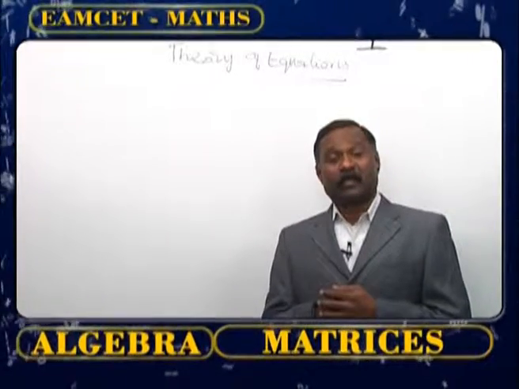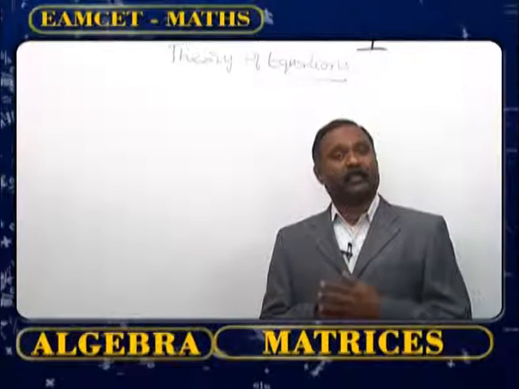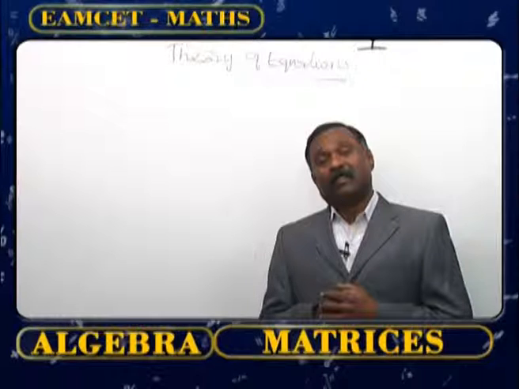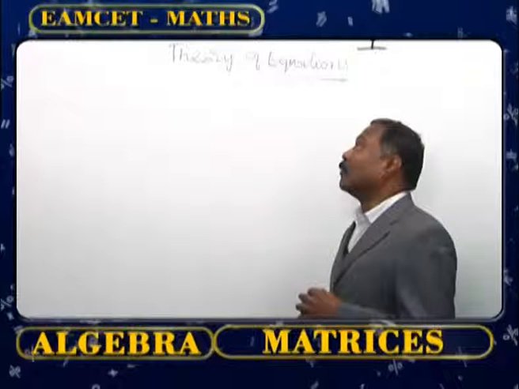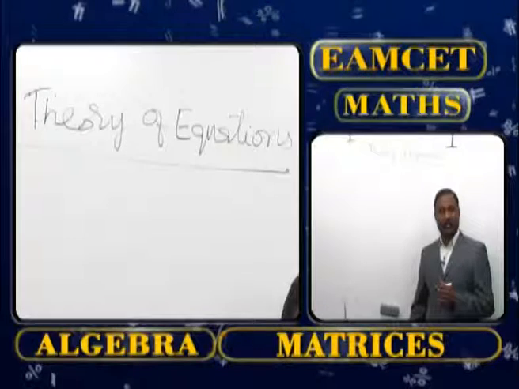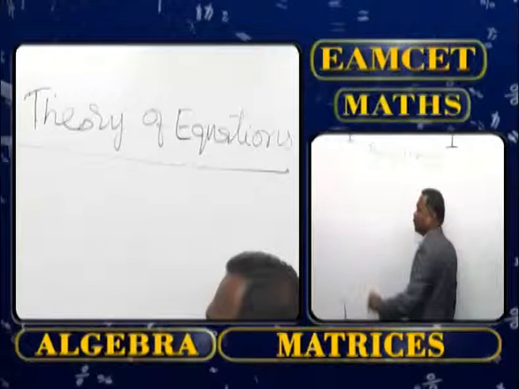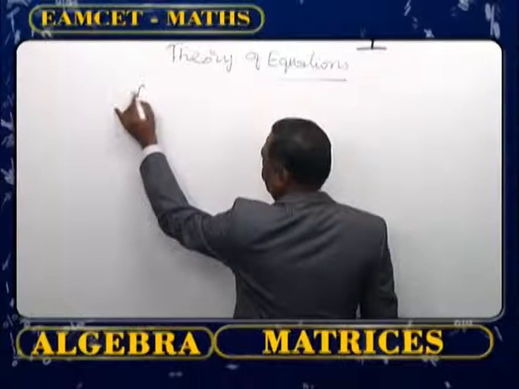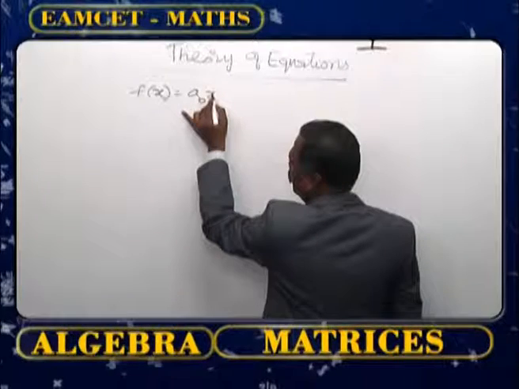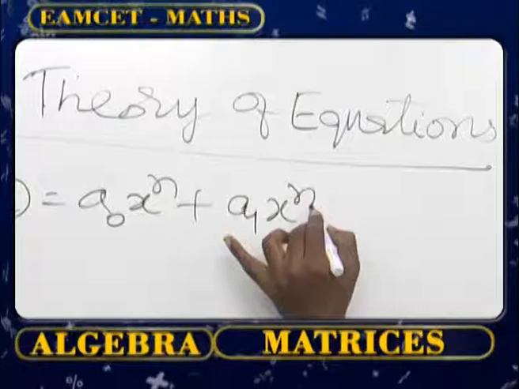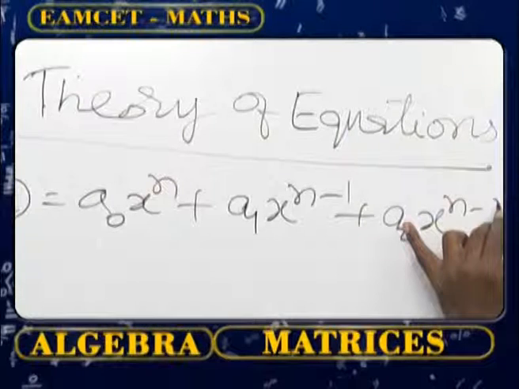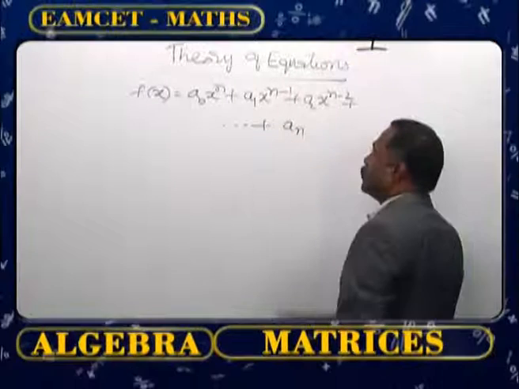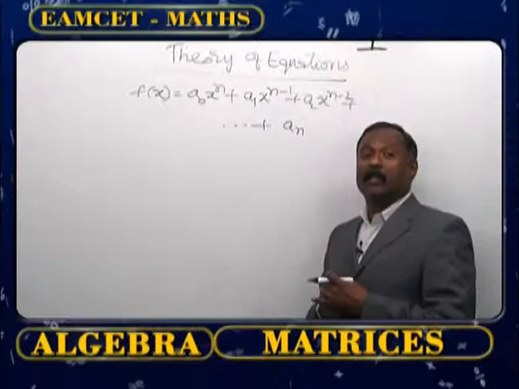Nth degree polynomial means the degree may be greater than 2, like third degree, fourth degree, fifth degree, and so on, up to nth degree. So for that purpose, the basic thing you have to understand in the theory of equations is this. If you take the general form of the polynomial, you all know it, but I want to revise it: f of x is equal to a naught x power n plus a1 x power n minus 1 plus a2 x power n minus 2 plus and so on, plus an.